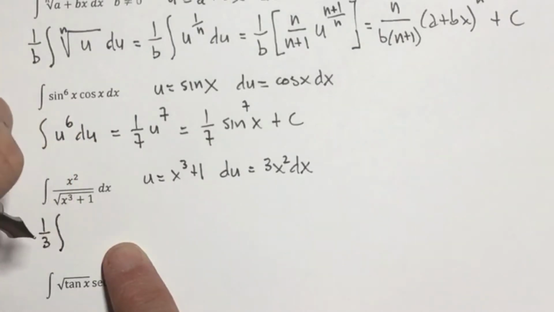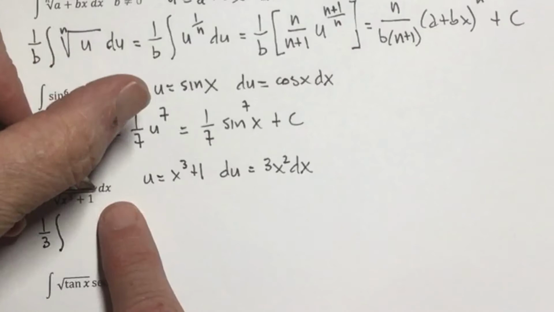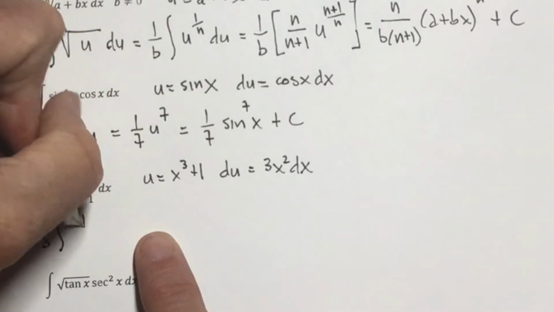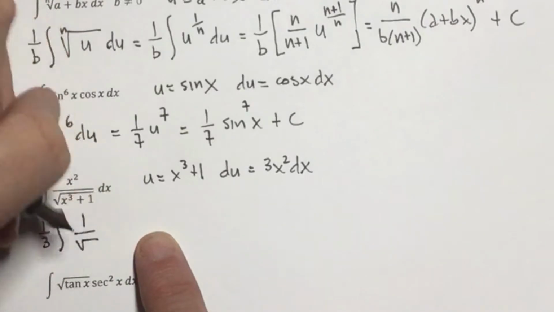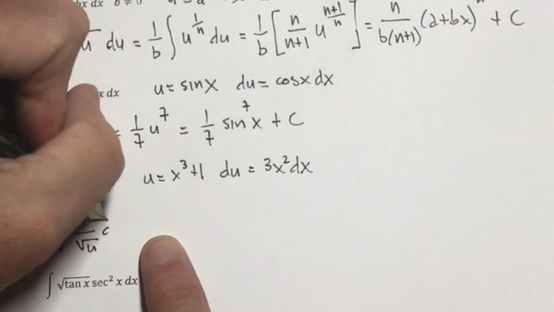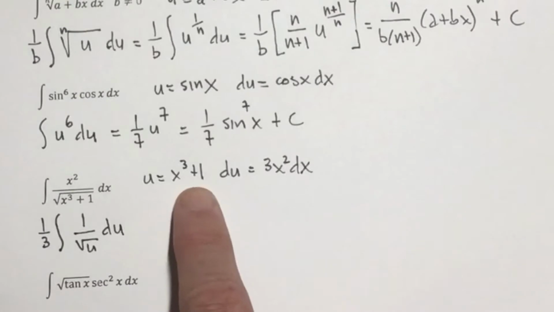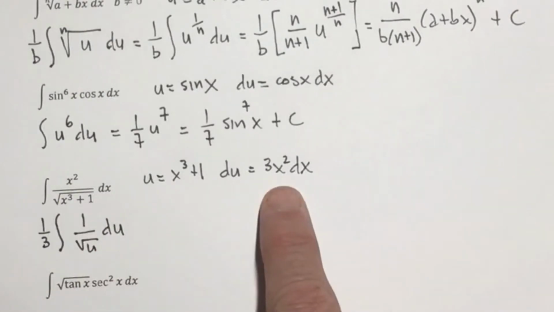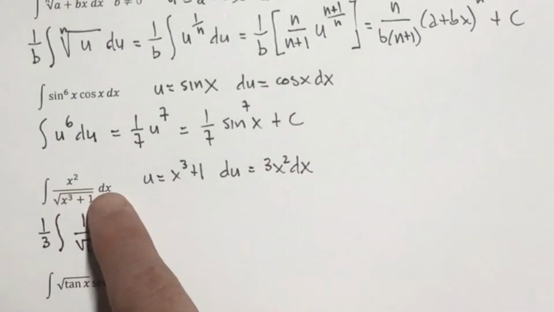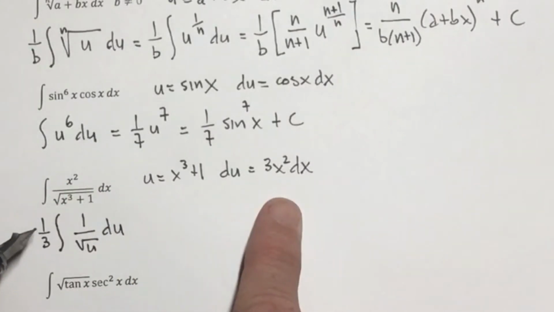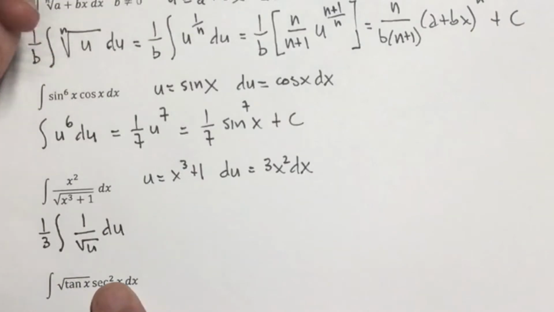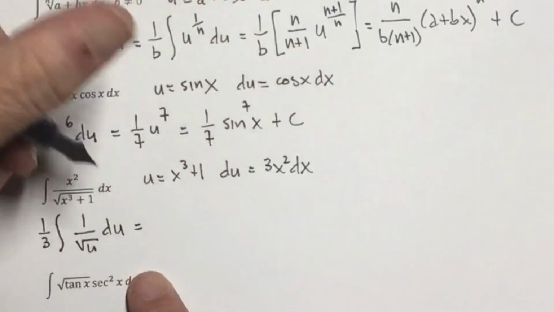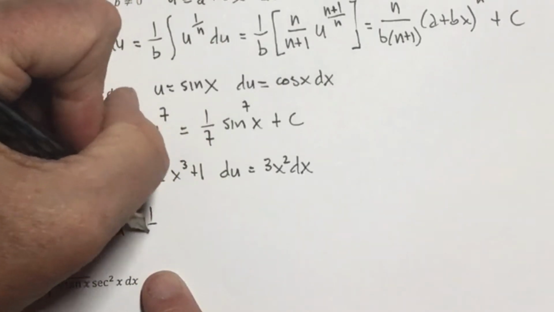So there's my x squared dx. This becomes 1 over the square root of u du. The x cubed plus 1 is my u. That's under the radical. And the du includes the x squared dx, which is right there. And I account for the 3 by putting a 1/3 out front there. So we just need to solve this. And we actually already did that up above, but let's do it again.